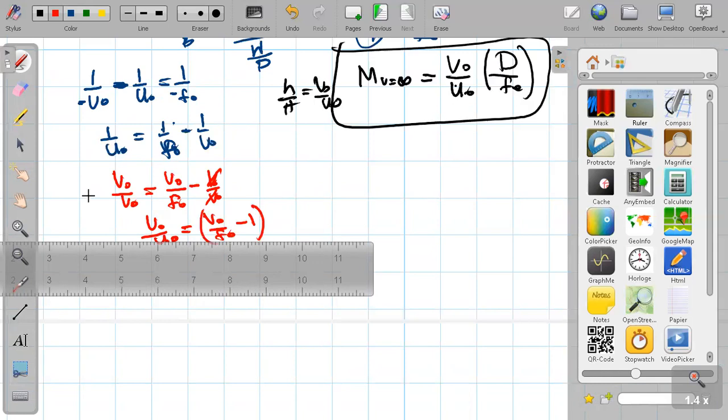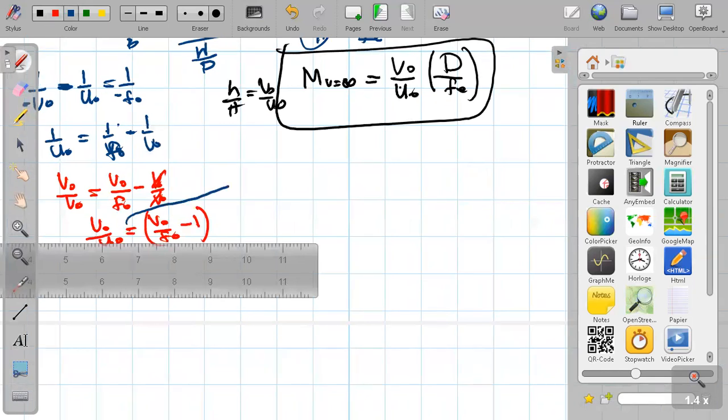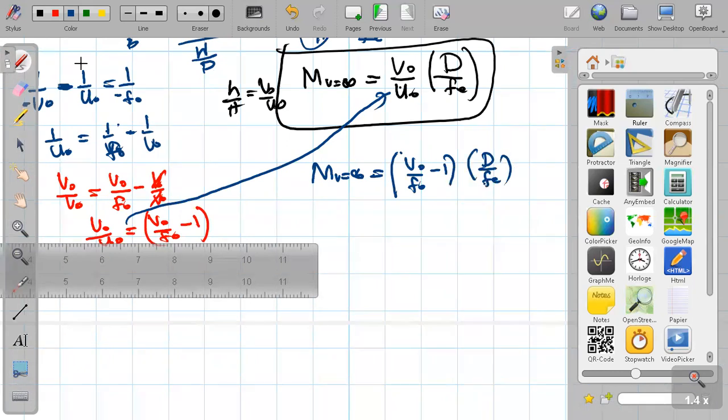Taking this, you can substitute it here if you want. It is not a big thing. Some people write the equation that way, and you can take it like that if you like. v naught over f naught minus 1 times d plus fe. For the previous one, you can finalize it this way.